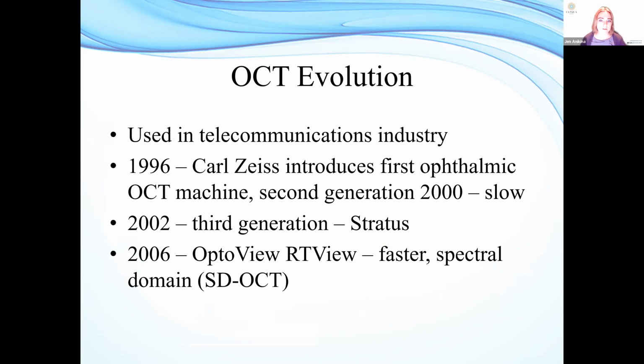Originally it was used in the telecommunications industry. Carl Zeiss in '96 produced the first ophthalmic OCT machine, with the second generation coming soon after. These didn't really take off because they were very slow. But the third generation, the Stratus in 2002, was getting better. Then more modern machines came into use after that, the so-called spectral domain, which you may have heard. All the ones before that, before the Optiview in 2006, were so-called time domain.